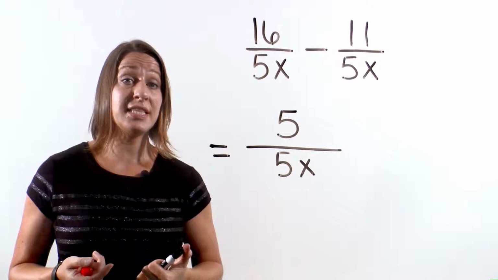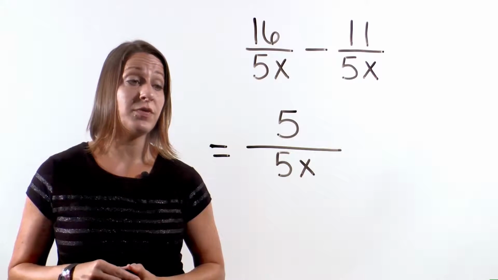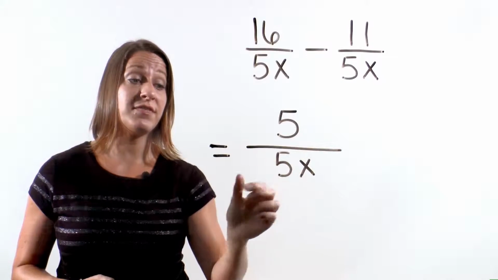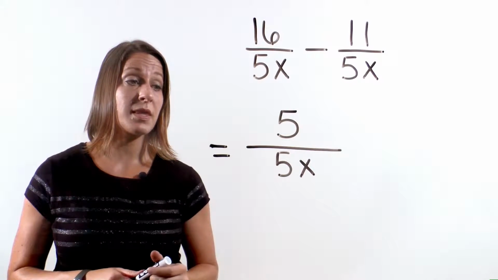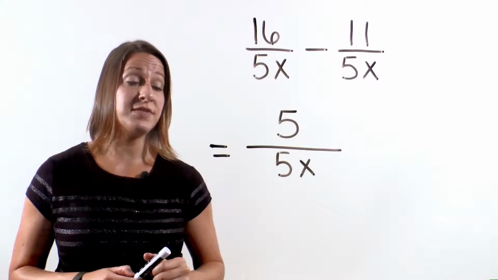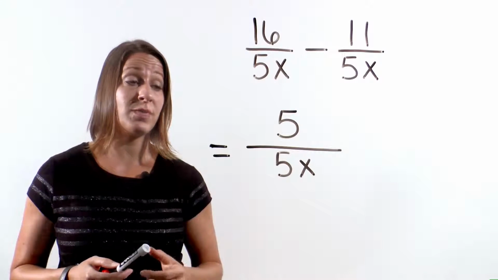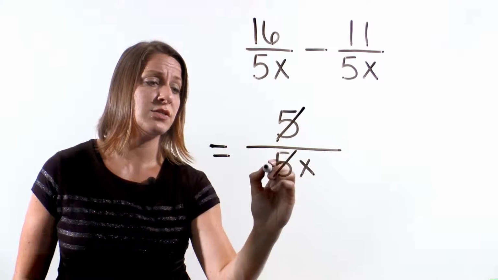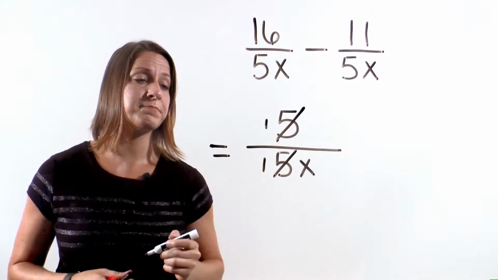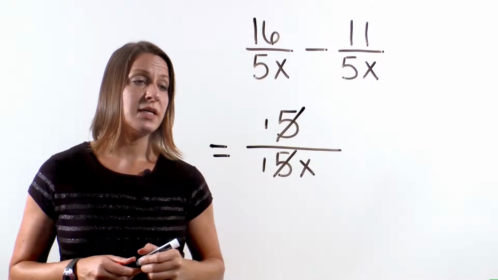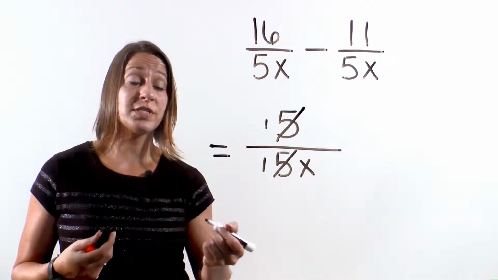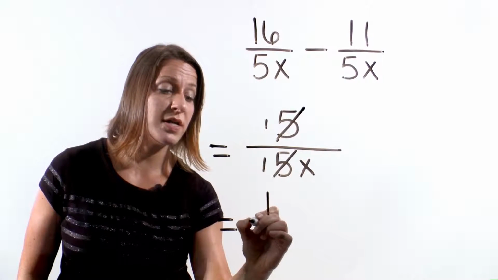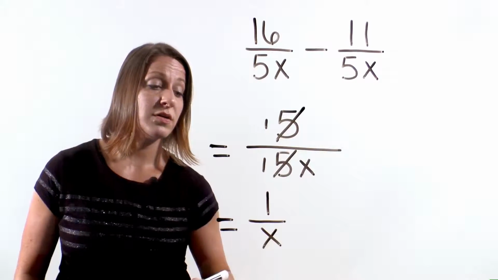And we can actually take this answer a step further. Notice that we have a 5 in the top, in the numerator, and a 5 in the denominator. Because those are matching 5s and they're not connected with a plus or minus sign, we can actually simplify these to a 1. So a better, more simplified answer to this problem is 1 over x.